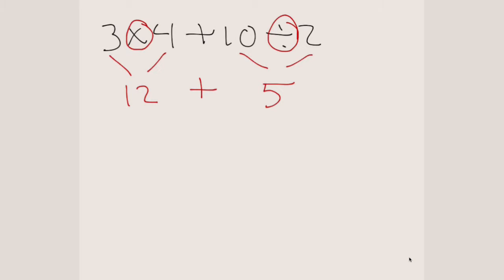Now I go to what I'm supposed to do second. Second, I'm supposed to add and subtract left to right. Well, the only thing I've got left to add right here is 12 plus 5 equals 17.